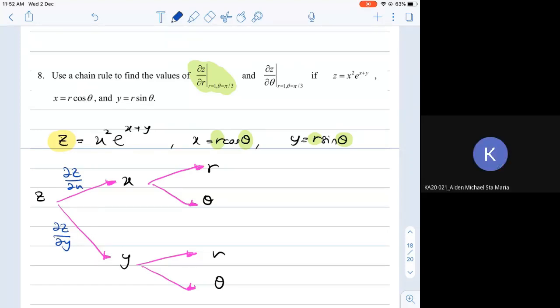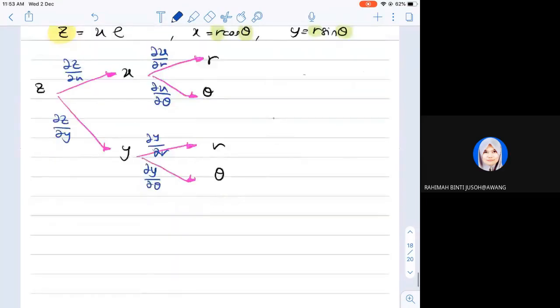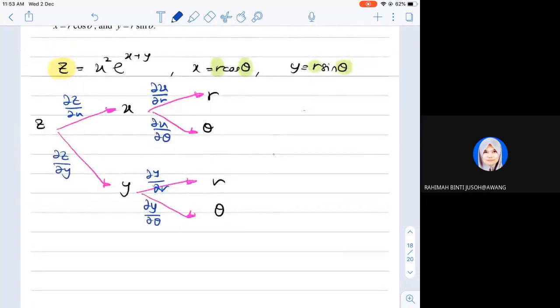Okay, good, because we have two branches. So we have del x over del r, and then del x over del theta, and then del y over del r, del y over del theta. Okay, so Alana, the question asks you to find del z over del r equals to what?